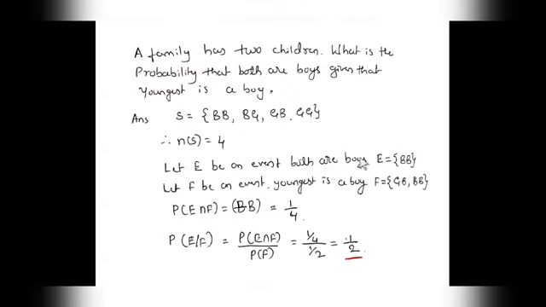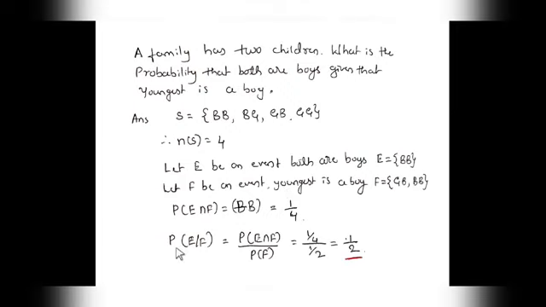Let E be an event, both are boys. E is equals to both are boys, BB, only one event. Let F be an event, youngest is a boy. Youngest means second one should be a boy, BB, GB. We can take these two. Now, probability of E intersection F is, the common thing in both the sets is BB. So, BB is the E intersection F. That is only one term divided by total number of outcomes in the sample space, 1 divided by 4.